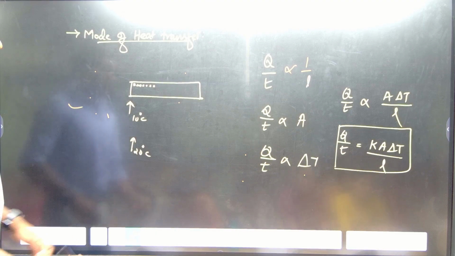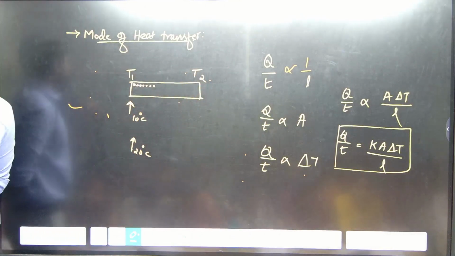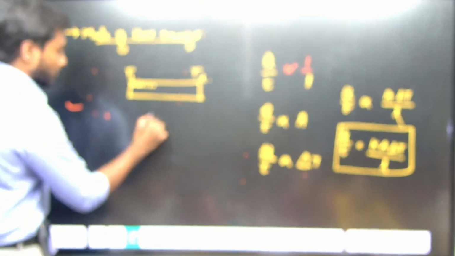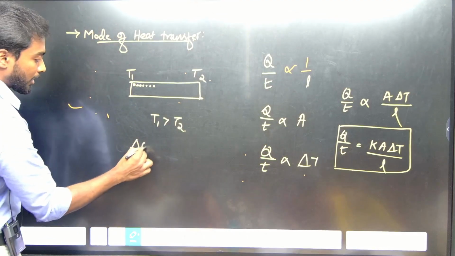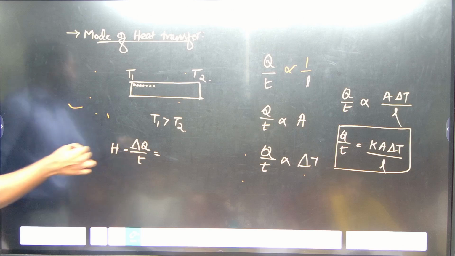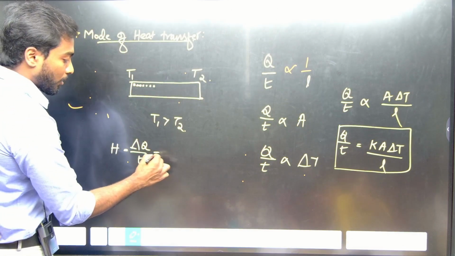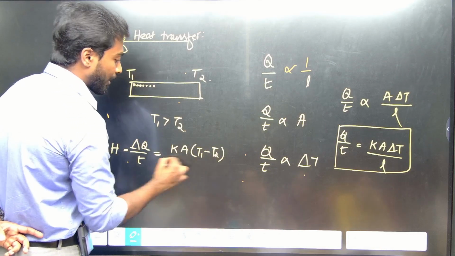So next you can take this diagram. Let me take this as T1 and this as T2. Which is having more temperature? So T1 is greater than T2. So from this formula, delta Q by T, this one I can write in terms of H also. Delta Q by T is nothing but H. So rate of heat transfer is equal to K A (T1 minus T2) by L.